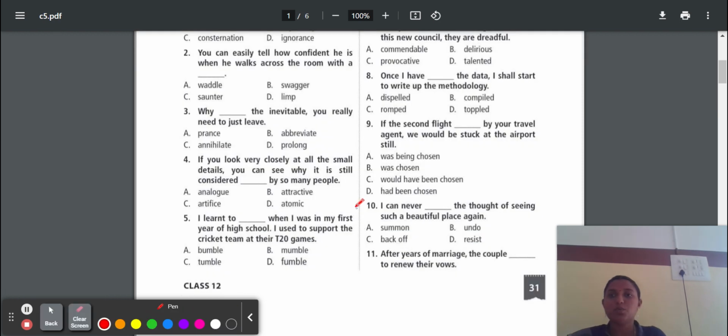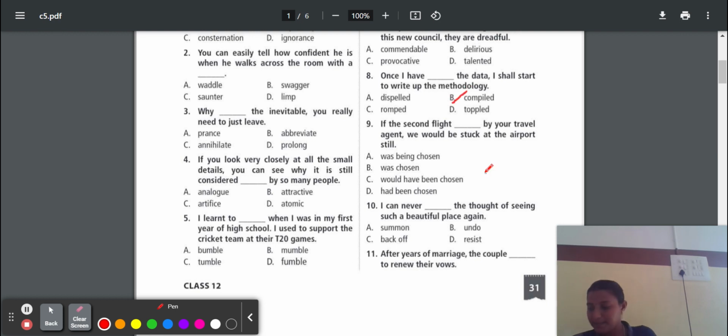Question number 8. Once I have dashed the data, I shall start to write up the methodology. Option A, dispelled means disappear. Option B, compiled means to collect information. Option C, romped means enjoy. Option D, toppled means to become less steady. Answer for the question is option B, compiled.